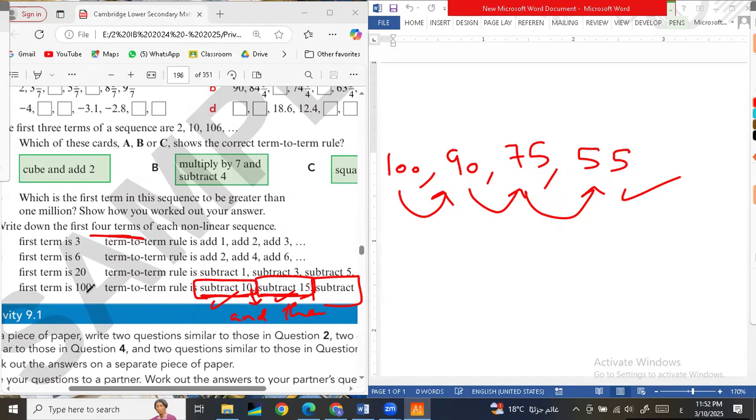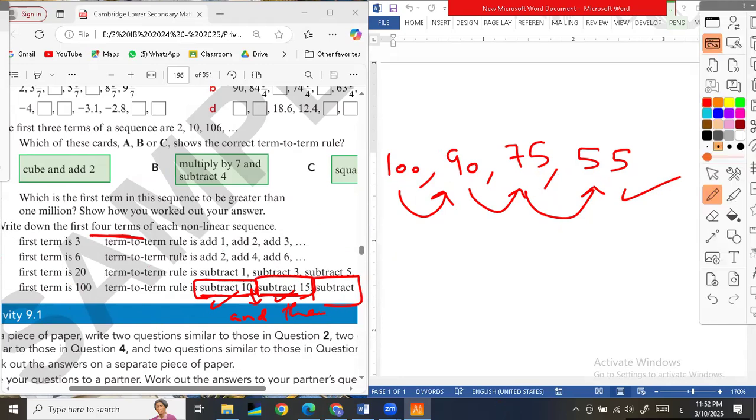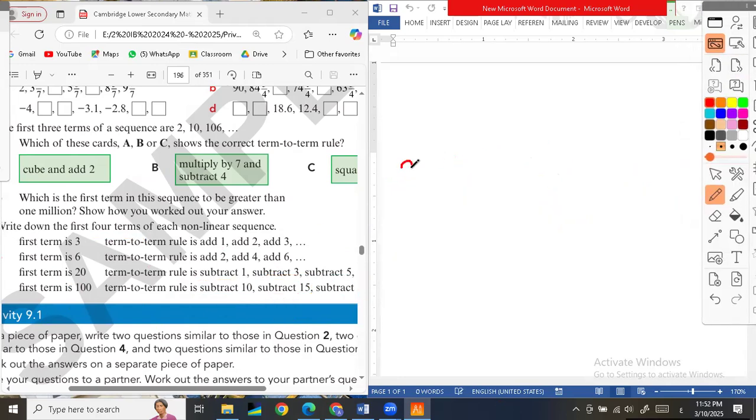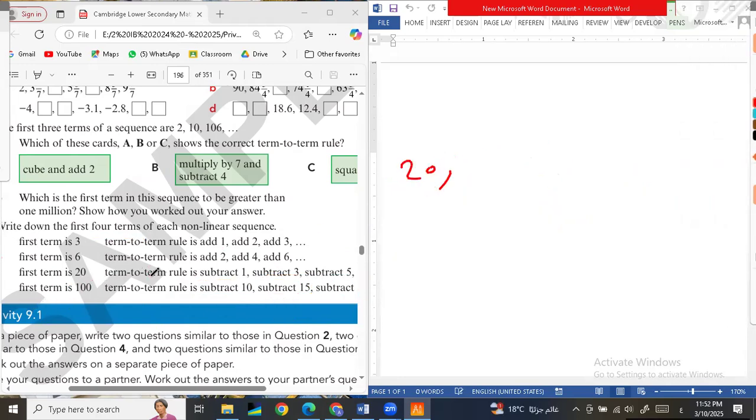All right. Let's have a look at the last question, which is the one before it. First term is 20. What is the term rule? Subtract 1, subtract 3, subtract 5. Oh, so what am I supposed to do? You do as it says. You subtract 1 from the first term, so it becomes 19. Subtract 3, it becomes 16. Subtract 5, it becomes 11. And here you go with the first 4 terms as they requested.